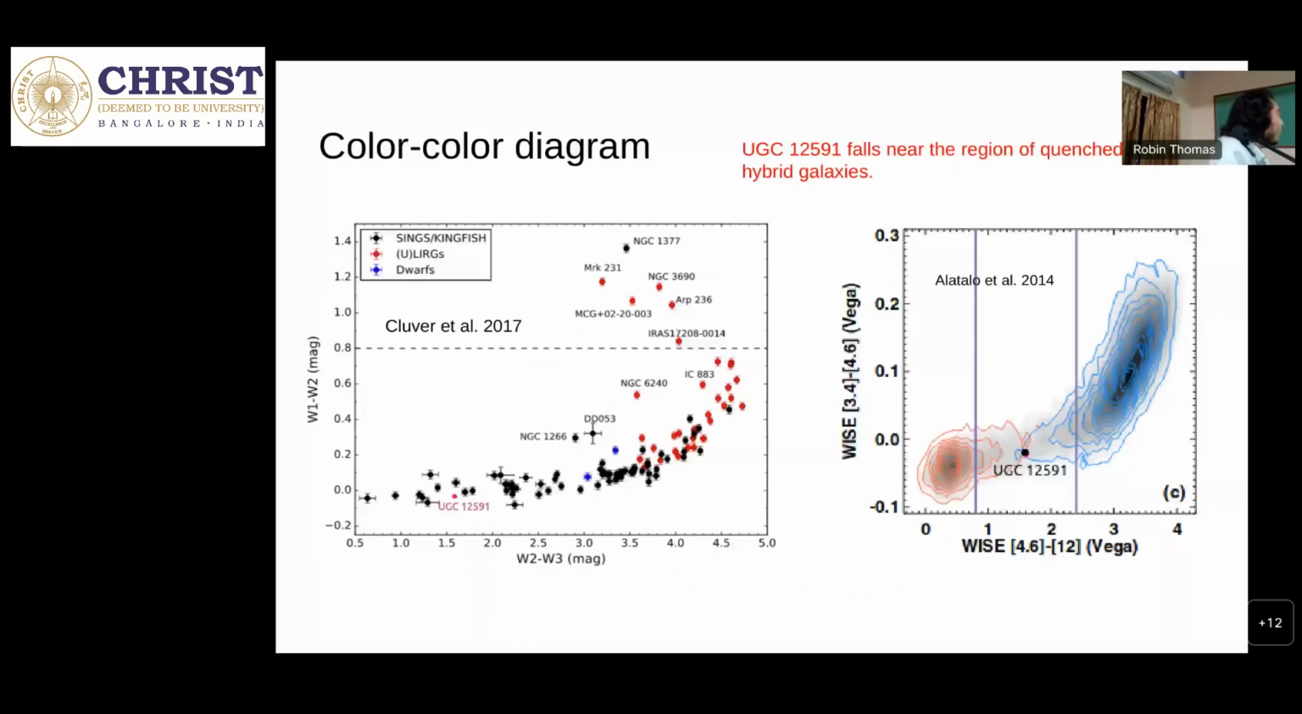So UGC 12591 here comes in the highly quenched galaxies, early type galaxies. These blues are late type galaxies that are still forming stars efficiently, and these are early type galaxies that are not forming stars efficiently. So this comes in between. It's not fully quenched, but it's going in that direction.